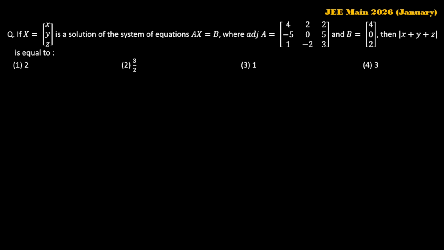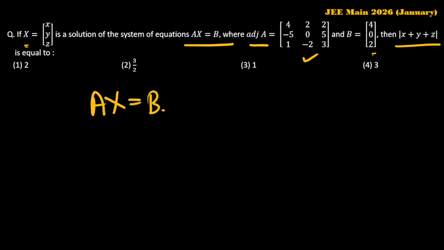In the question, X is a column matrix (x, y, z) that is a solution of the system AX = B, and it is given that the adjoint of the A matrix is a 3 by 3 matrix, and the B matrix is also given. Then it asks for the value of the modulus of x plus y plus z. So in this case we write AX = B.